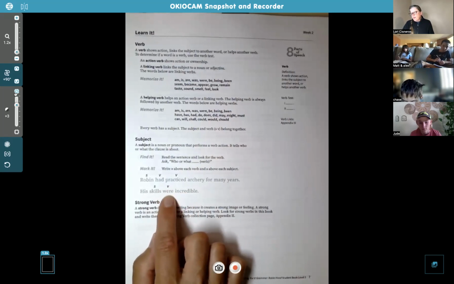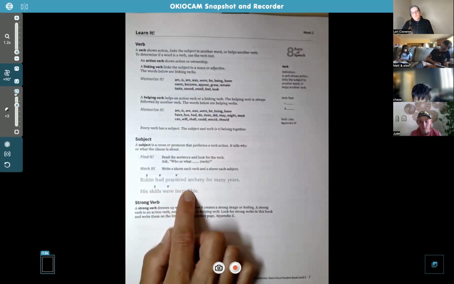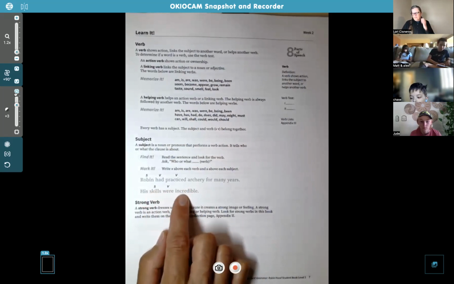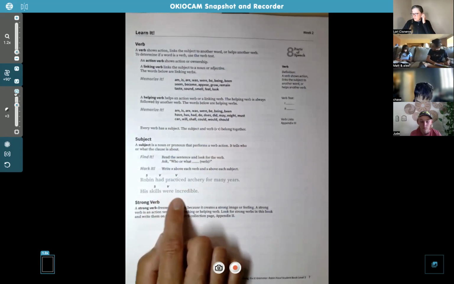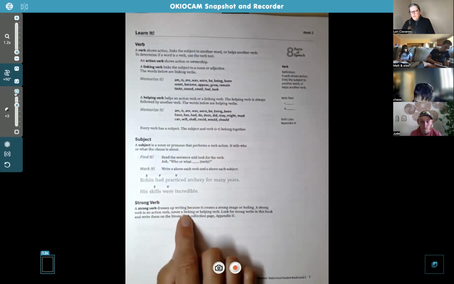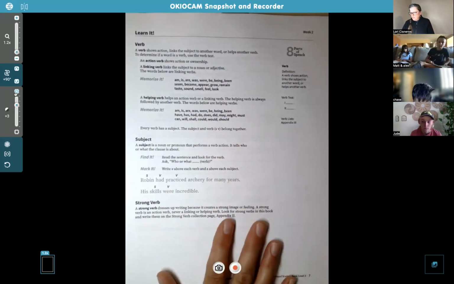So the verb here is actually a linking verb. It's linking the subject to the adjective describing the skill. So this is a little bit different here. The subject is skills, and this is what's describing the skills. His skills were incredible. I'll help you along the way here for the practice page. And if you get stuck and you need a refresher, come back to this page.